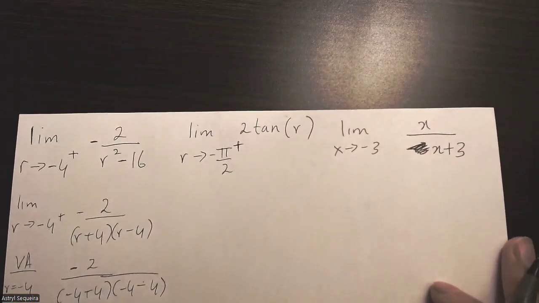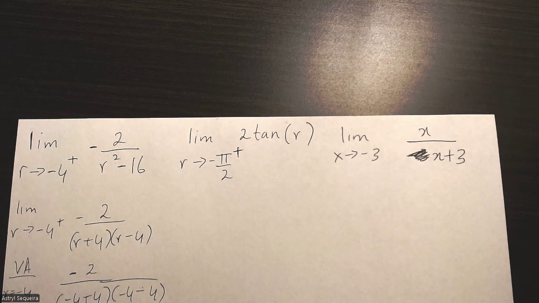Let's try the second question over here. In the second question, we have 2 tan r. So this is just a regular tan graph. We know that a tan graph has a period of pi. So we know that it repeats every pi. And we know that for a tan graph, our first vertical asymptote starts at pi over 2.